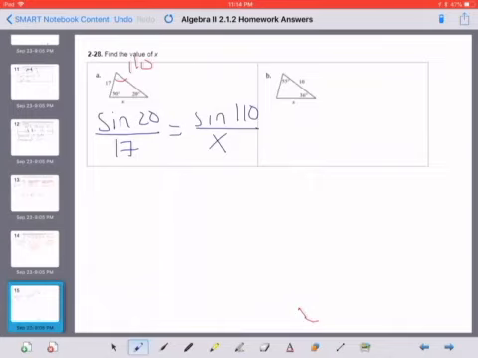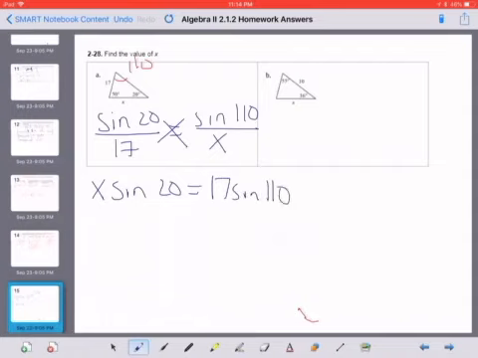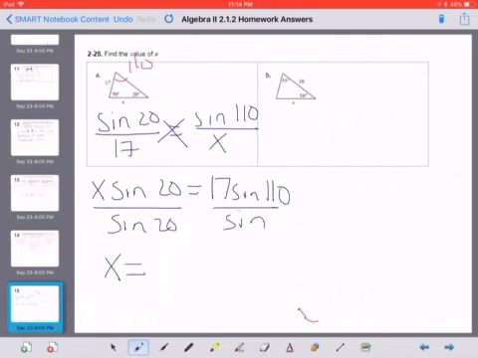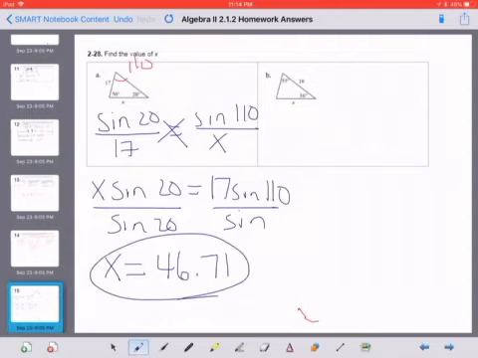So in order to do this, I then need to cross multiply. So I get x times the sine of 20 equals 17 times the sine of 110. Divide both sides by the sine of 20. So then when I do that, I get x by itself, and x ends up equaling 46.71 approximately.